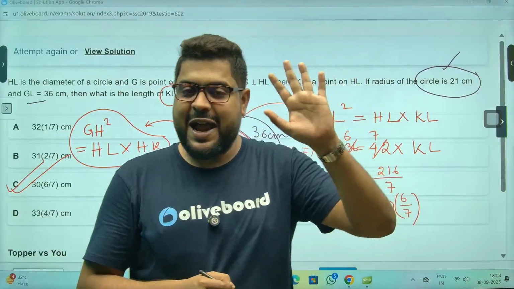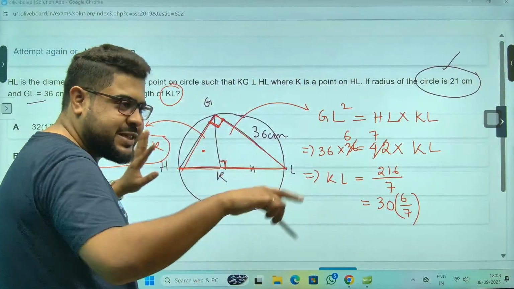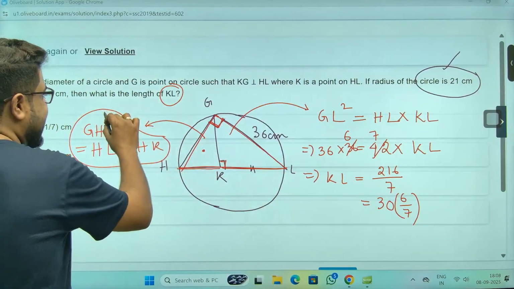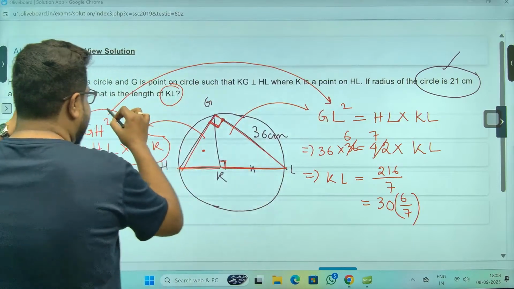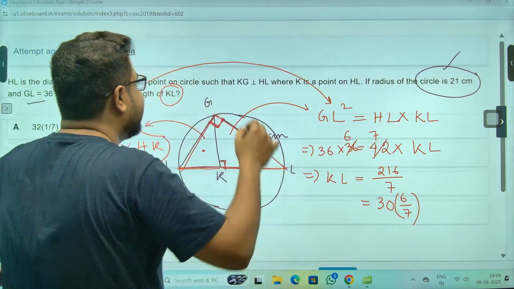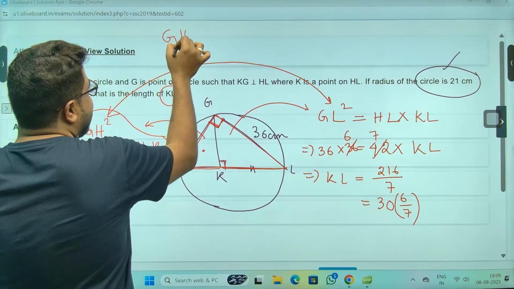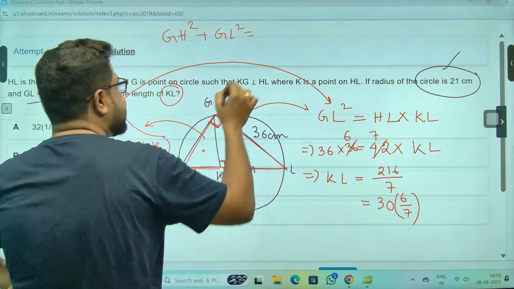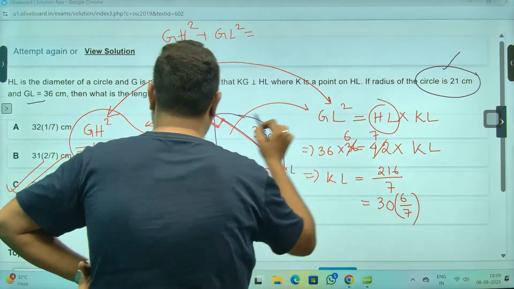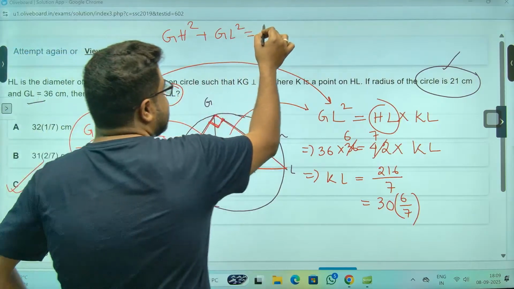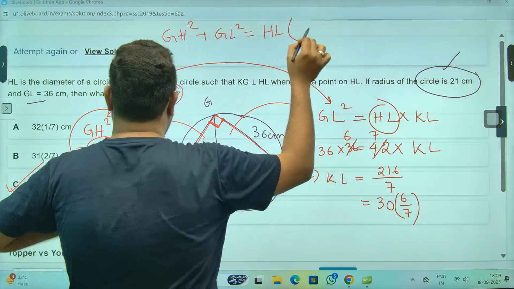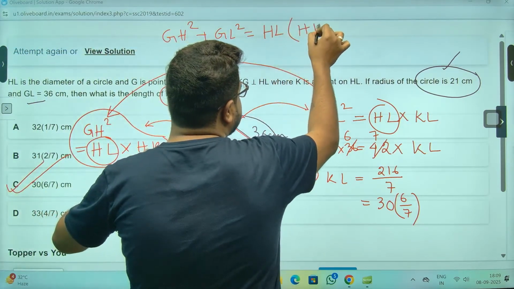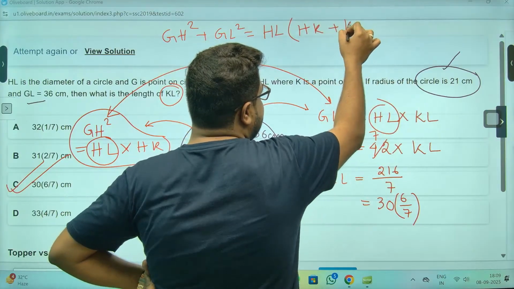And for those who want, I'm repeating this. Add these two equations, GH square plus GL square. AHL is common on both sides, so I'm just adding it. So on this side I'm getting HK, and on this side I'm getting KL.